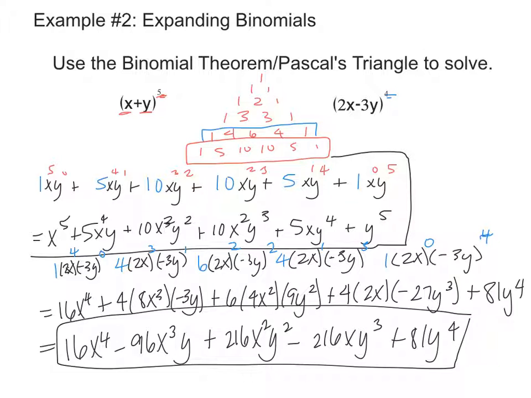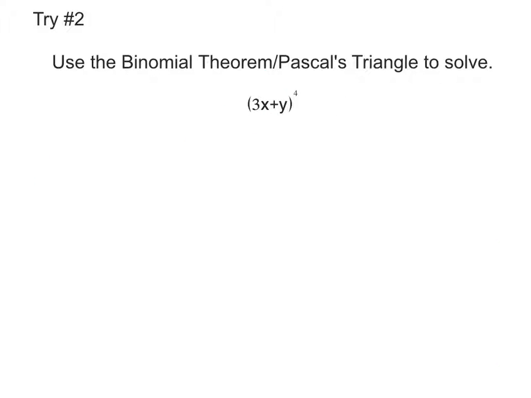All right, let's go ahead and do the try. So we have 3x plus y to the fourth. And again, let's start by creating our Pascal's triangle, knowing that we need the fourth row. So 1, 1, 1, 1, 2, 1, 1, 3, 3, 1, 1, 4, 6, 4, 1, and I think that is the fourth row. So 1, 2, 3, 4. Yep. We want this one. So we're going to start by putting 1, 4, 6, 4, 1. Start by writing 3x and y for each one.